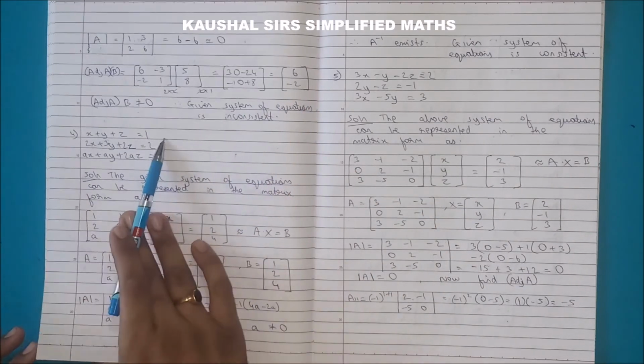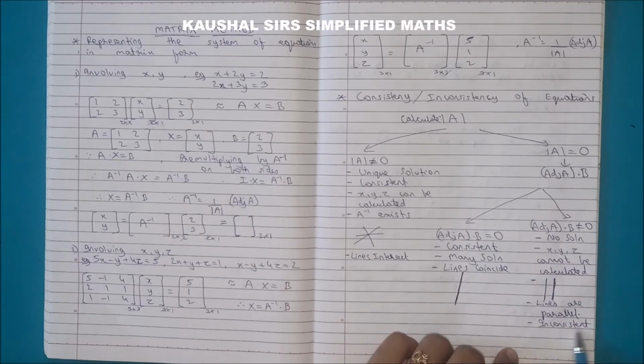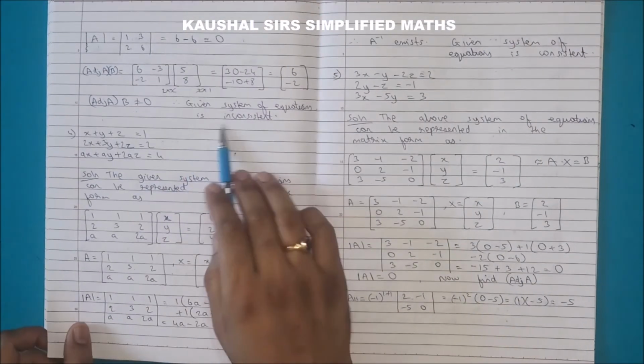So if not equal to 0 comes, what is your conclusion? That the given system of equations is inconsistent. Are you understanding, students?